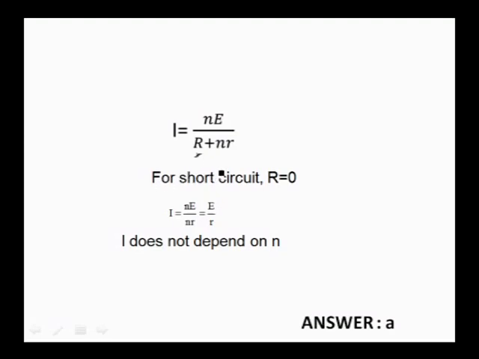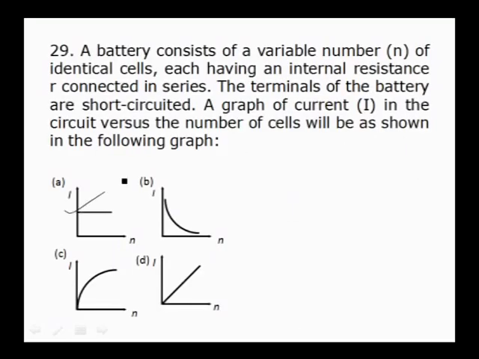See, short circuited means the external resistance R value is equal to 0. If you substitute R is equal to 0, then we get I is equal to E divided by r. So, current is equal to E divided by r. It means that there is no N term in this equation. It means that current does not depend on the number of batteries. Current does not depend on the value of N. So, therefore, we get a curve like this. If you plot current and the number of batteries, we get a straight line. Therefore, the correct option for this is B.